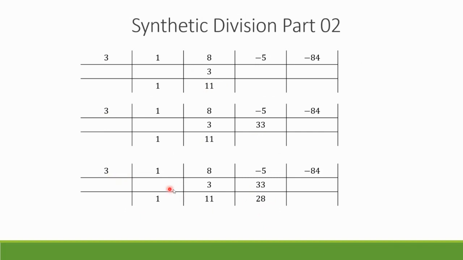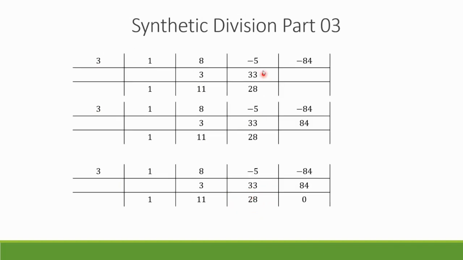Next would be 3 times 28, right? 3 times 28, which is 84. Then negative 84 plus 84, you get 0 down here. And that's what we got, 0. Remember, the last number here, in the last column, that's always the remainder. So the remainder here is 0, which is what we expected.